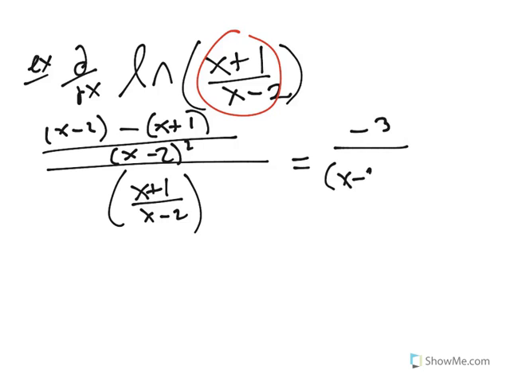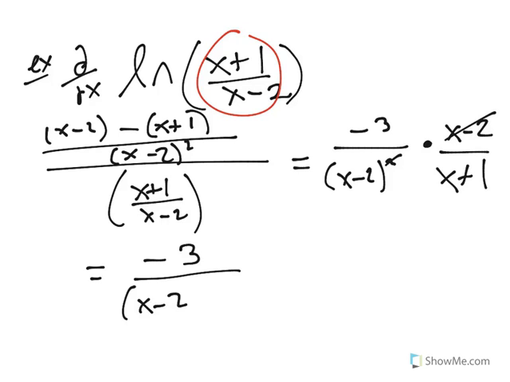I've got this x minus 2 squared, and then that other fraction, if I flip and multiply, looks like this, where one of each of these cancels. So it's really negative 3 over x minus 2 times x plus 1. And then again, if I have to write an equation of a tangent line or something like that, that'll work out.